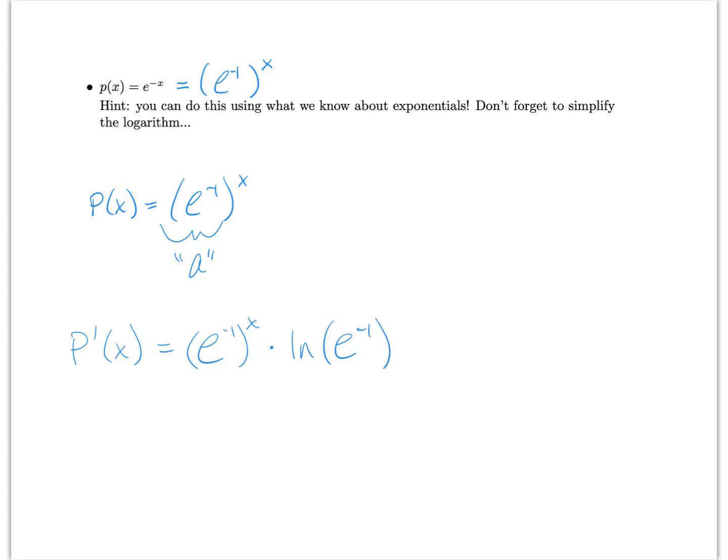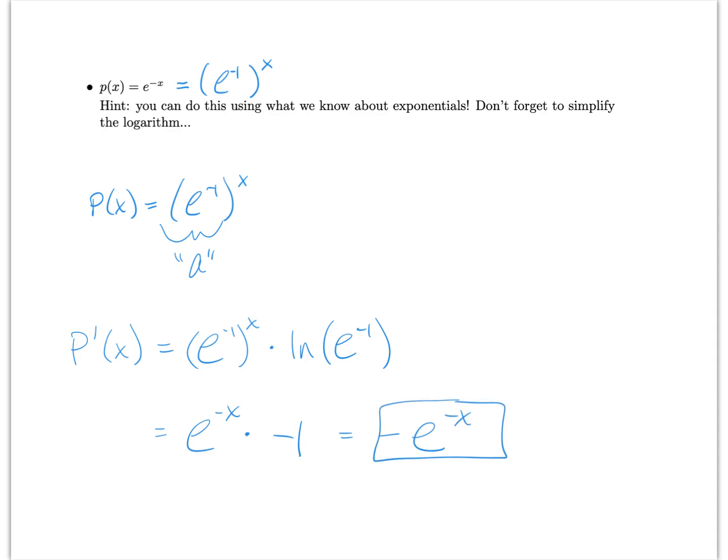And then I could simplify this. So this is going to be e to the negative x, and the ln of e to the negative 1 is negative 1, because logarithms and exponentials undo each other. So the ln of e to anything is the thing. So this is times negative 1, which simplifies to negative e to the negative x.